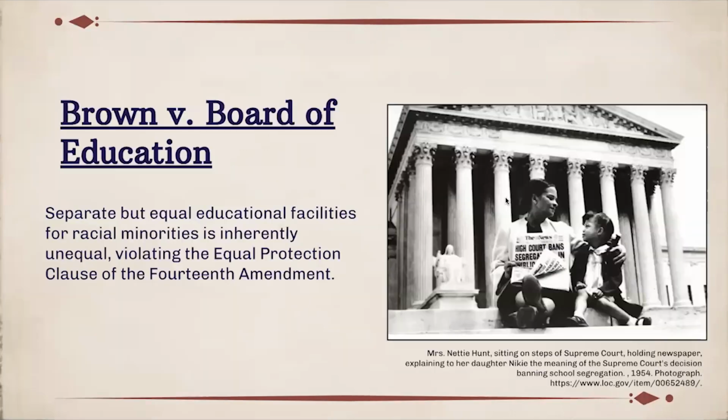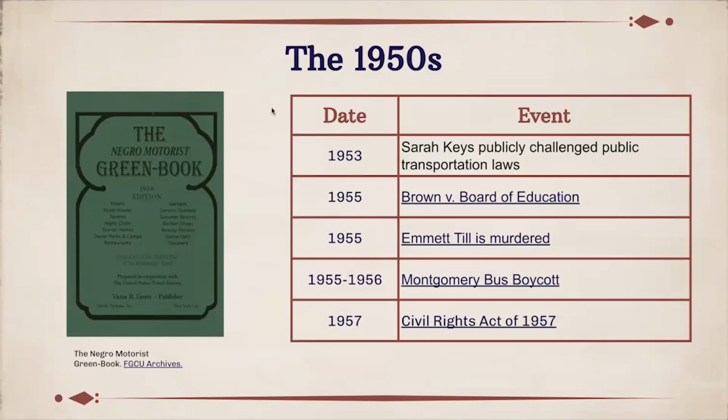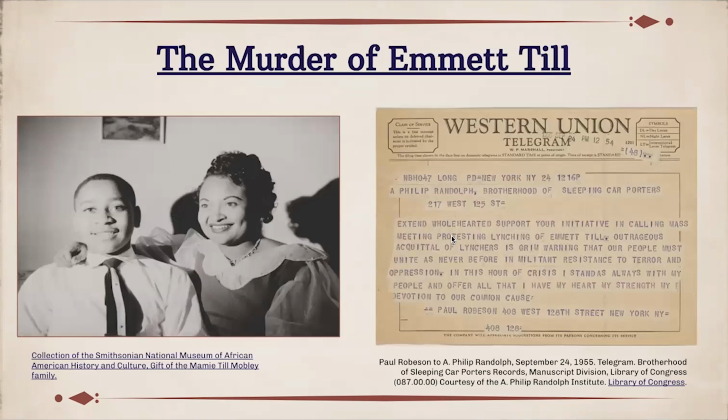So Brown v. Board of Education, we talked about this last week. It is the landmark case that states that separate but equal educational facilities for racial minorities is inherently unequal, violating the Equal Protection Clause of the 14th Amendment. We're not going to go over this in detail because we talked about it last week, just something to remember. In the summer of 1955, Emmett Till is murdered.